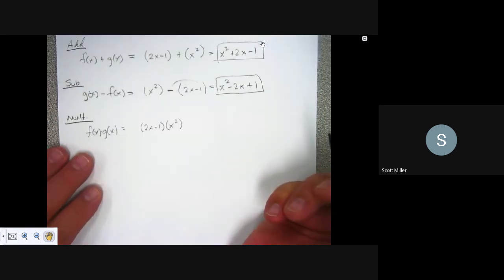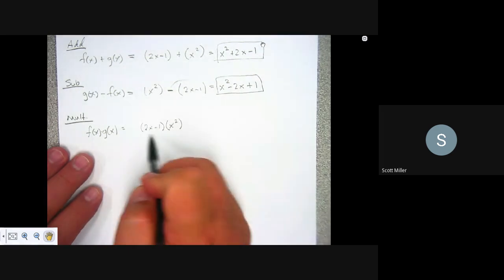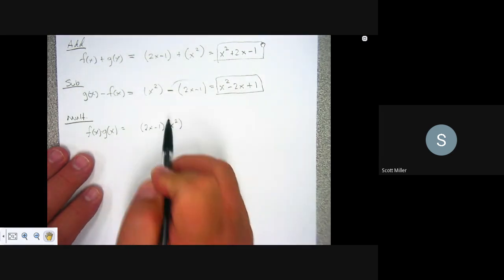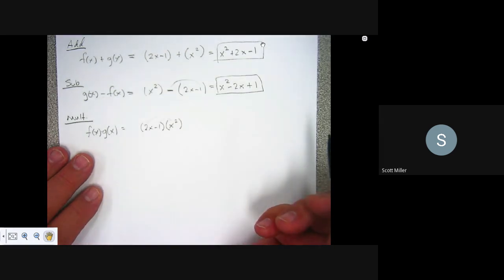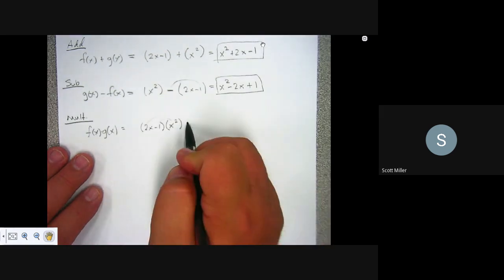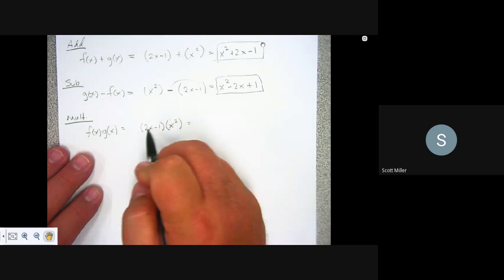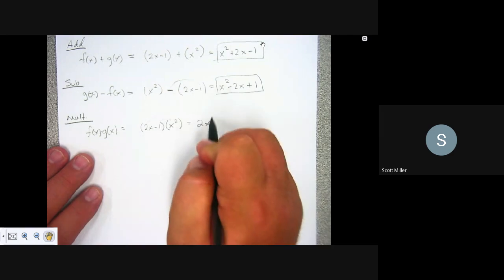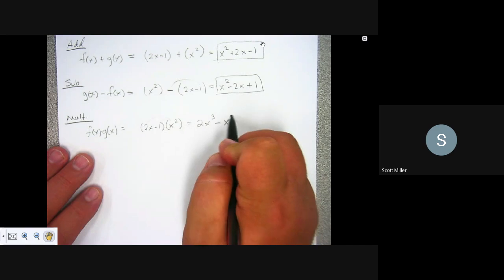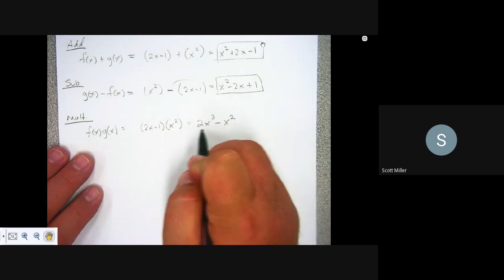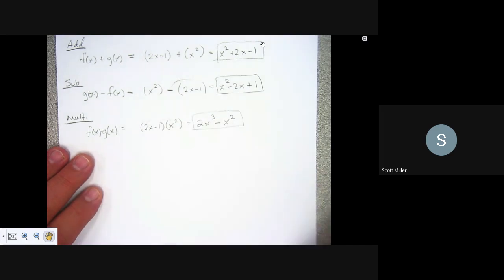As you look at this, I hope you notice that this is a binomial times a single term. And so this is just the distributive property. Right, so multiply it out. x squared times 2x is 2x to the third. x squared times negative 1 is minus x squared. And so that would be the answer for that. Just multiply them together.